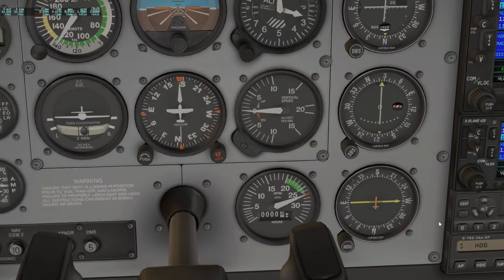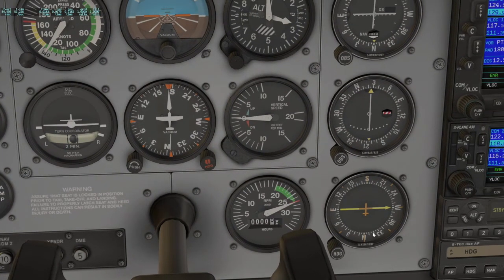I tune in and identify. Station's operational. 250 inbound. Put in the 250 on the top here. So I need to intercept this radial and then go towards the VOR. So I'm going to go opposite of that, which is 070, as you can see here on the bottom. So I need to intercept this radial, the actual physical radial right here, and then turn towards the VOR.